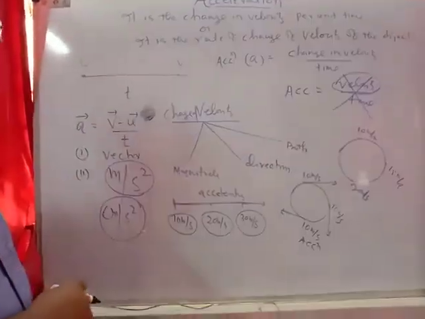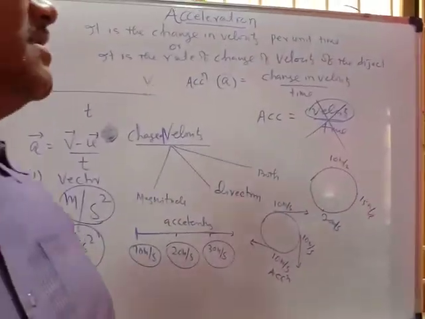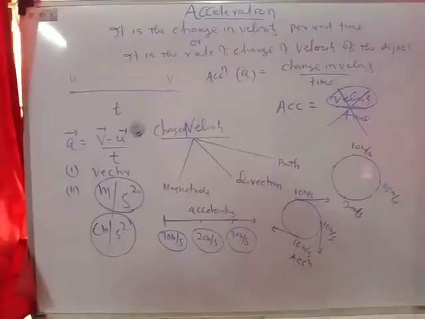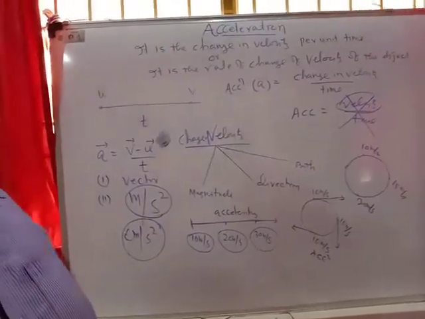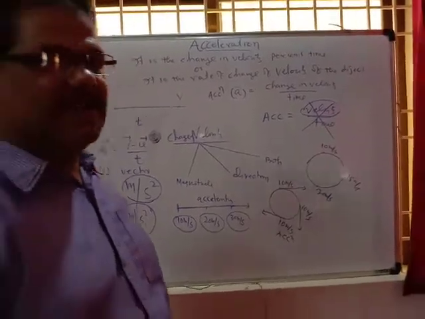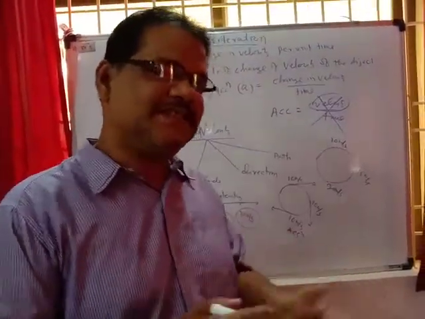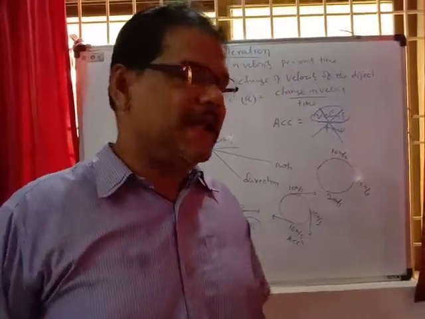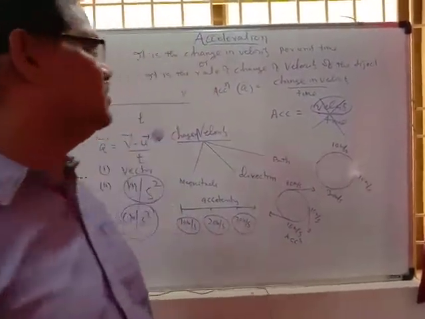So students, it is clear that whenever an acceleration calculation comes, immediately you have to search for the change in velocity. What was the initial velocity and what was the final velocity? Take the change in velocity, divide by the time, and you can get the acceleration.